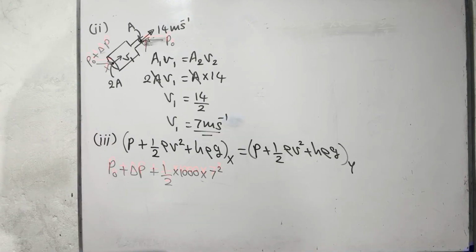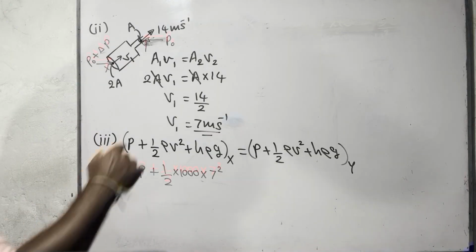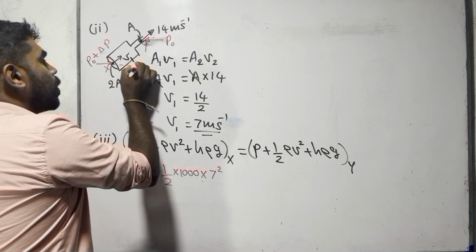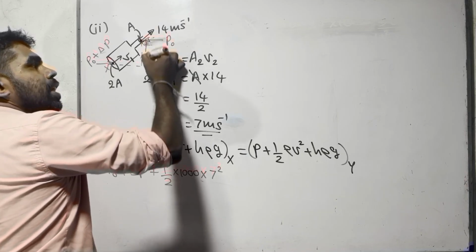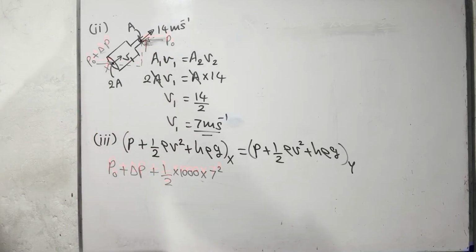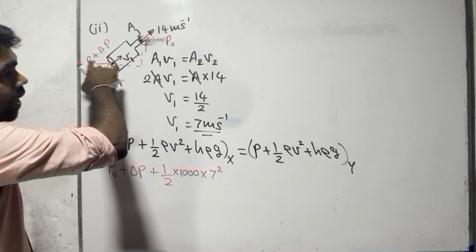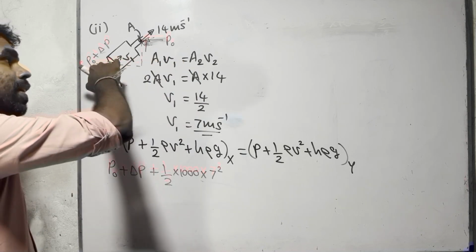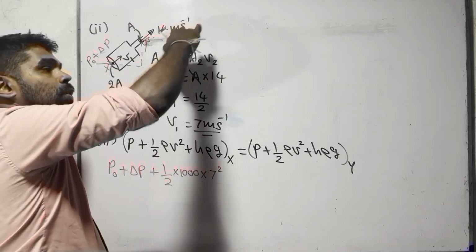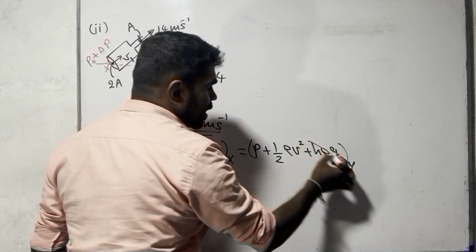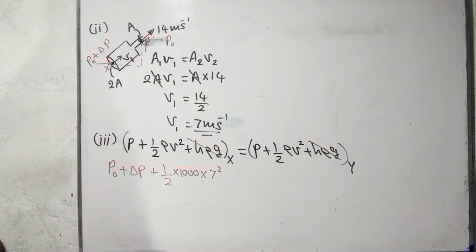We have to neglect the height difference between this point and this point. It means this vertical height is negligible. Therefore, if this level is the potential energy zero level, we can consider that this one is also at the same level. Then we can cancel out h rho g. Both points x and y are at the potential energy zero level.